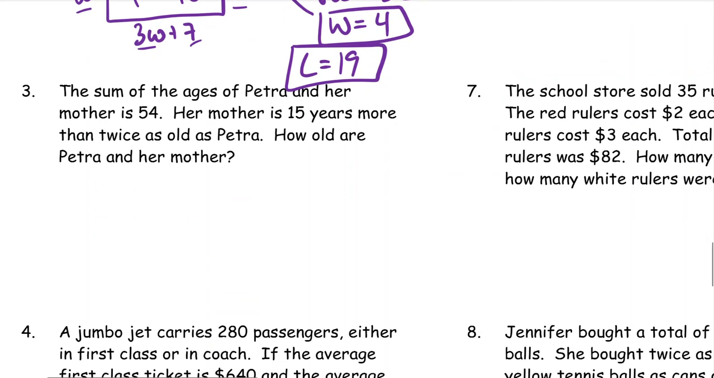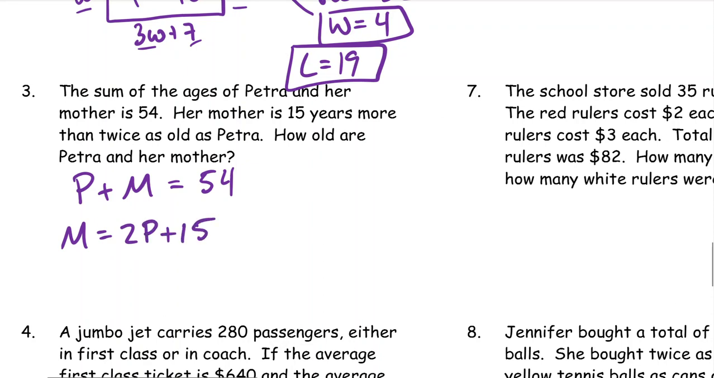Three, the sum of the ages of Petra and her mother is 54. Her mother is 15 years more than twice as old as Petra. How old are Petra and her mother? So Petra plus mom equals 54. Mom equals, her mother is 15 years more than twice as old as Petra. So twice as old, 2p plus 15 is what mom equals. So now we can plug this in for mom.